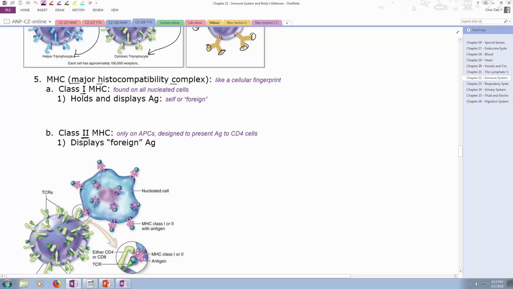And class 1 MHC holds and displays an antigen. So I'm going to ask you to liken class 1 MHC to a flagpole. And when it displays an antigen that is self, then what flag will be displayed? United States flag. But if it's displaying a foreign antigen, it will not be the United States flag anymore, correct? It's probably the Russian flag.